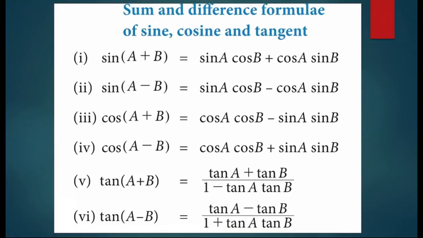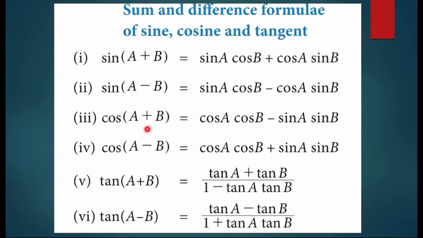Sum and difference formulae of sine, cosine and tangent. So these are all the important formulae we need to learn. Sin A plus B is equal to sin A cos B plus cos A sin B. Sin A minus B is equal to sin A cos B minus cos A sin B. The same formula but with a different sign.